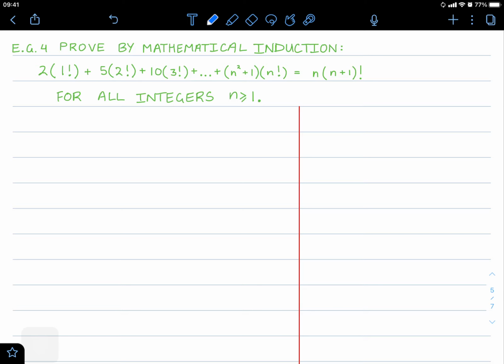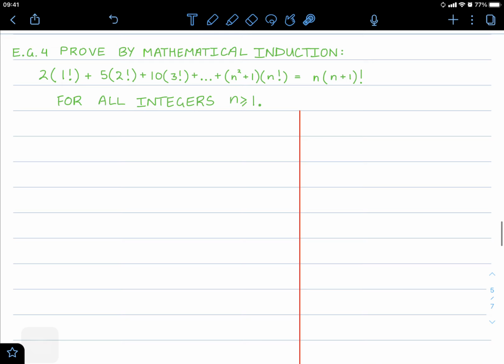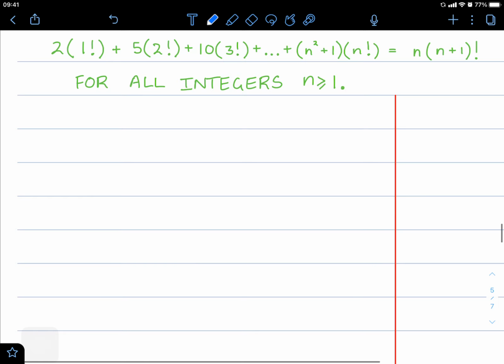Hello class, this is a fourth example for mathematical induction. By now I hope you've memorized the steps involved. The only thing different for this is we're using factorial notation with our induction. It makes it only slightly more difficult, but if you keep your mind focused on what factorials mean, you'll see the process in this example. So let's get straight to it.